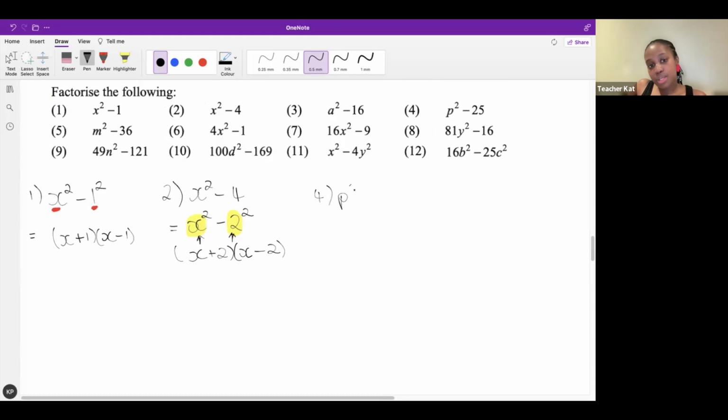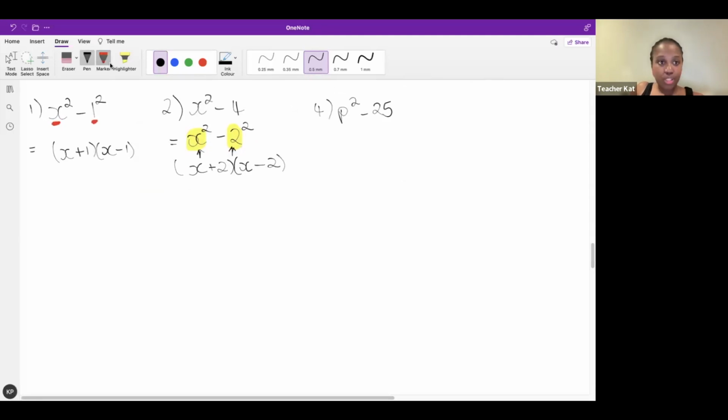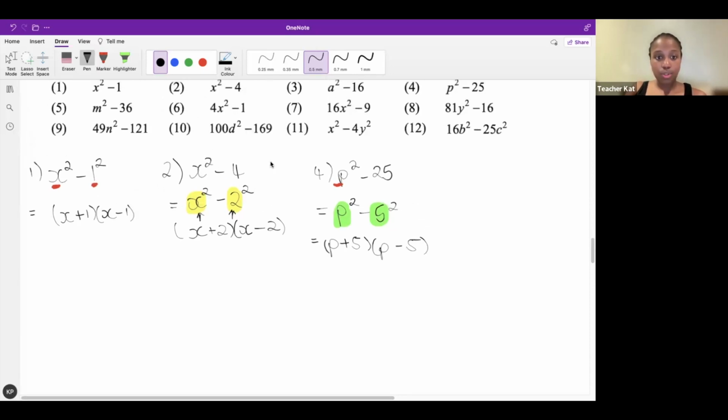Number 4 says I have p squared minus 25. What is my base for the 25? P squared is already in its square form. So I'm going to say p squared minus what squared? 5 squared. So my two numbers in my brackets are p and 5. Bracket number 1 is p plus 5, and bracket number 2 is p minus 5. That's quite literally it, guys. It's just a difference of 2 squares, and then you take those 2 squares and put the square roots in the brackets.